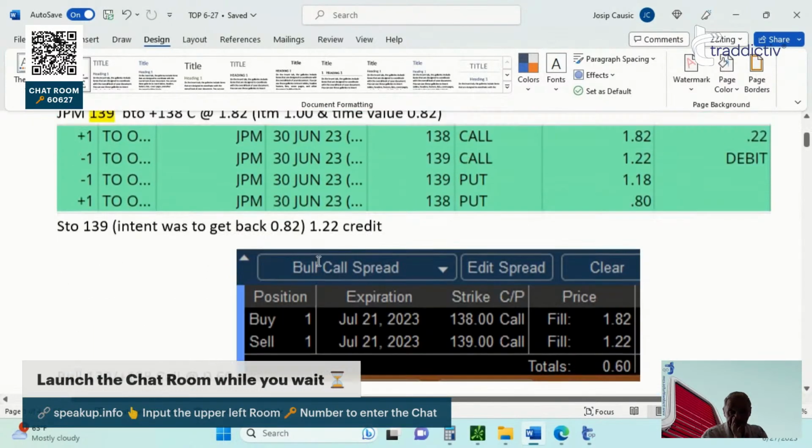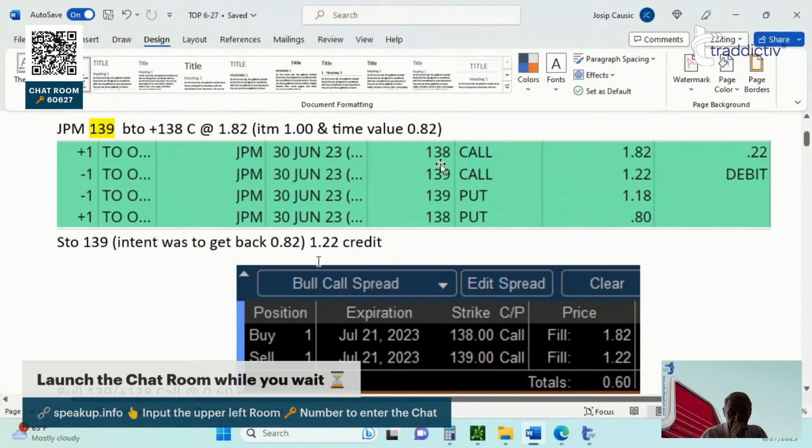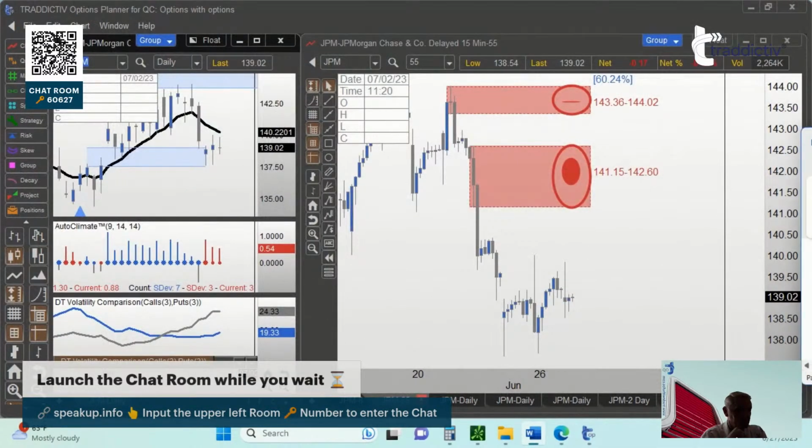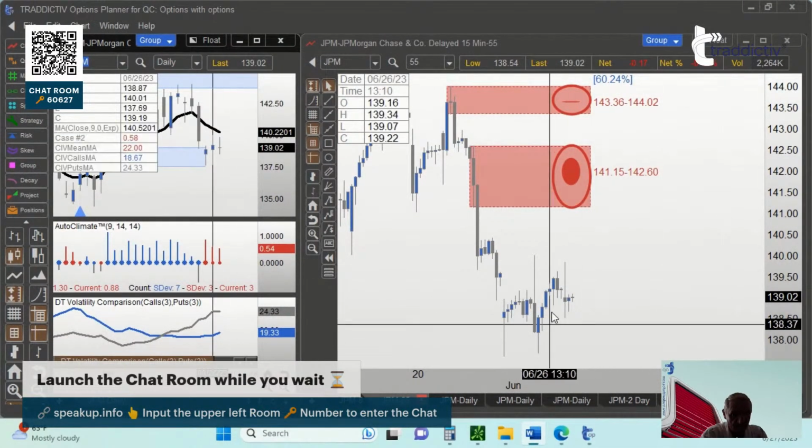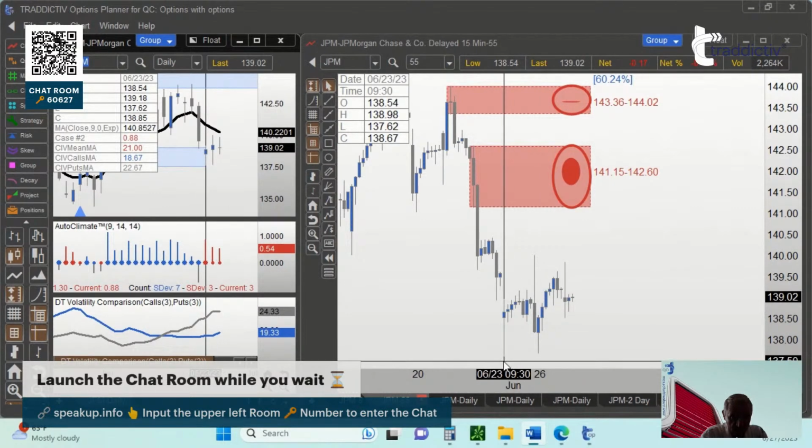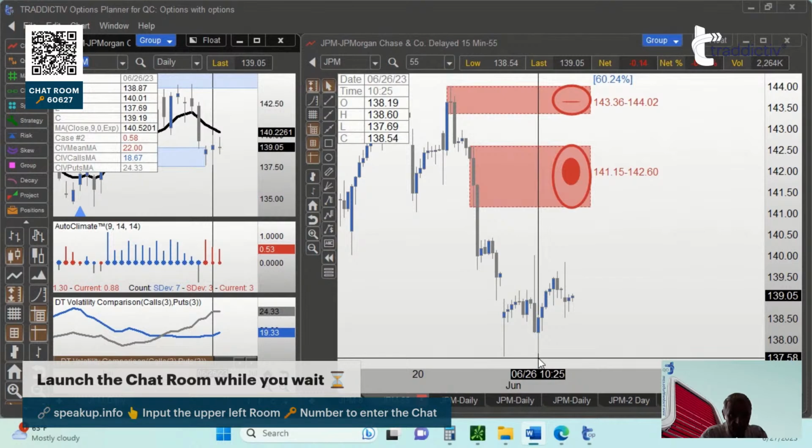So with the JP Morgan Chase, my commanding unit is a 138 call. I don't want this to go below the 138 call. It can go below 139, but I don't worry about it, because even if it goes below the 139, it's just a natural vibration. Just natural. If it takes out these, well, I'm going to call them multiple lows, although there's only two of them.